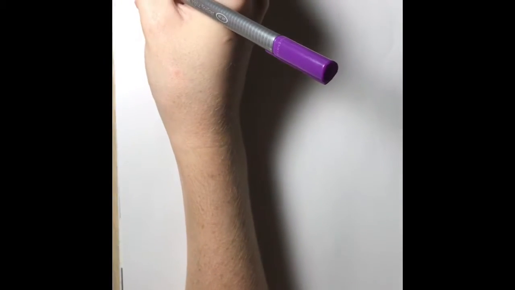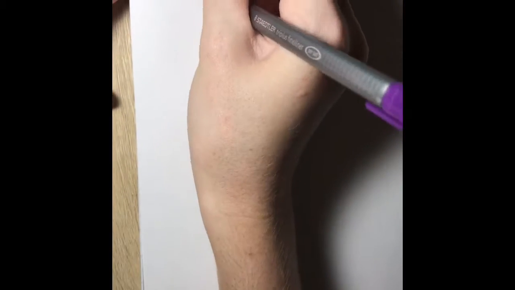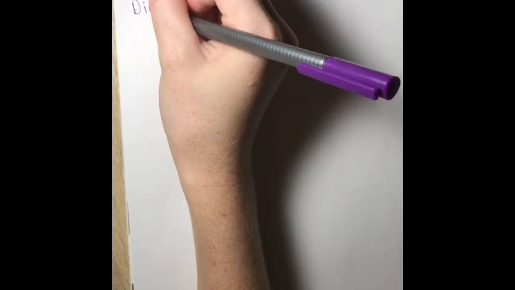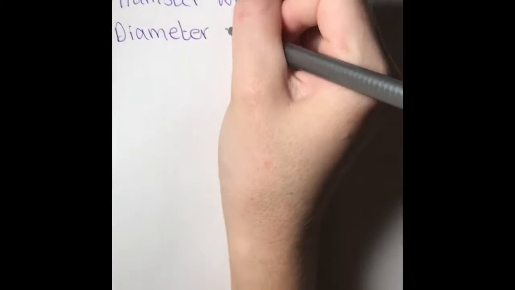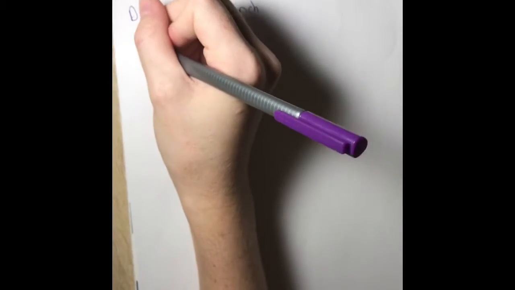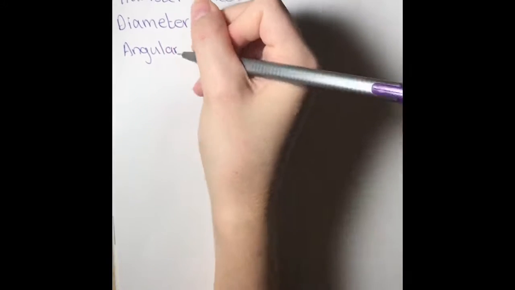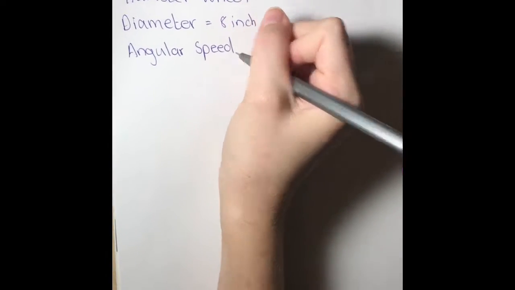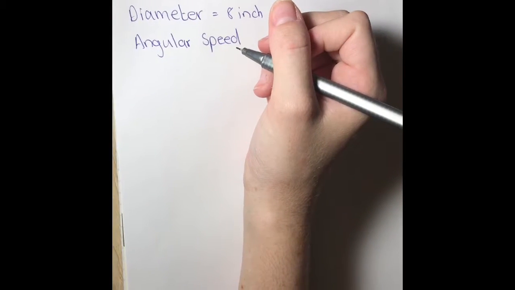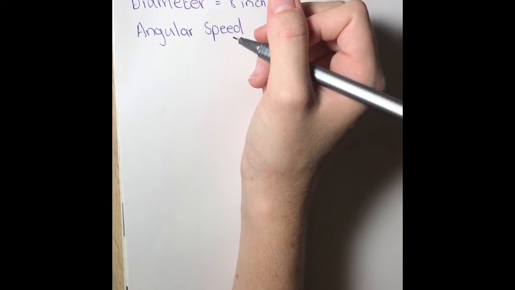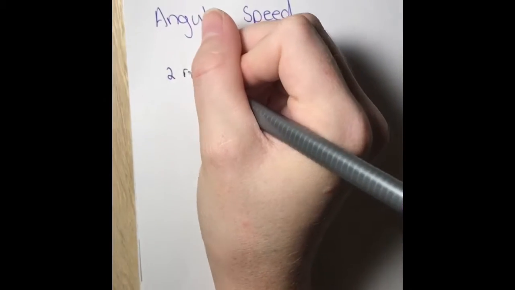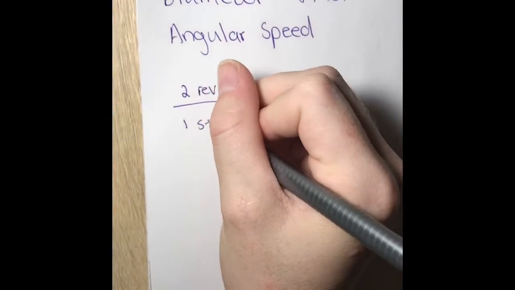Okay, so I did the hamster wheel, and the diameter of the hamster wheel was equal to 8 inches. To find my angular speed, I had to watch really closely to see how many revolutions the hamster was running. The hamster was running really fast, so I decided to not do revolutions per minute, but revolutions per second. So I'm going to go on a guesstimate of 2 revolutions per 1 second.